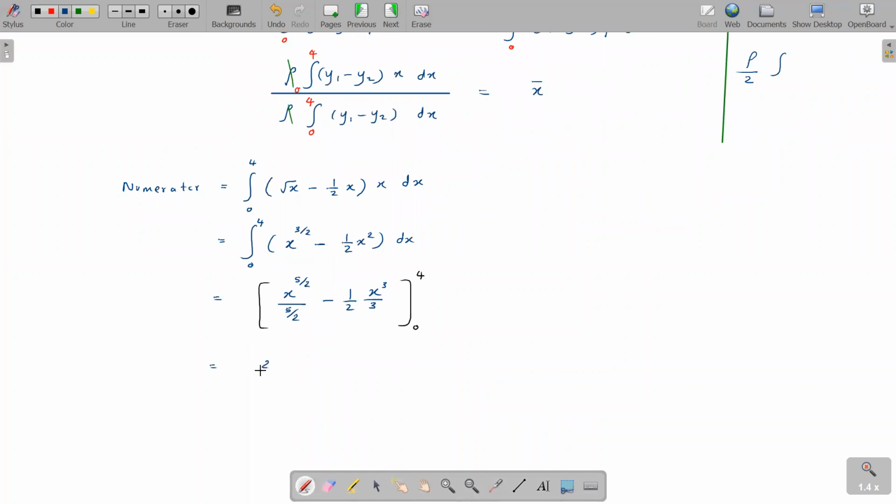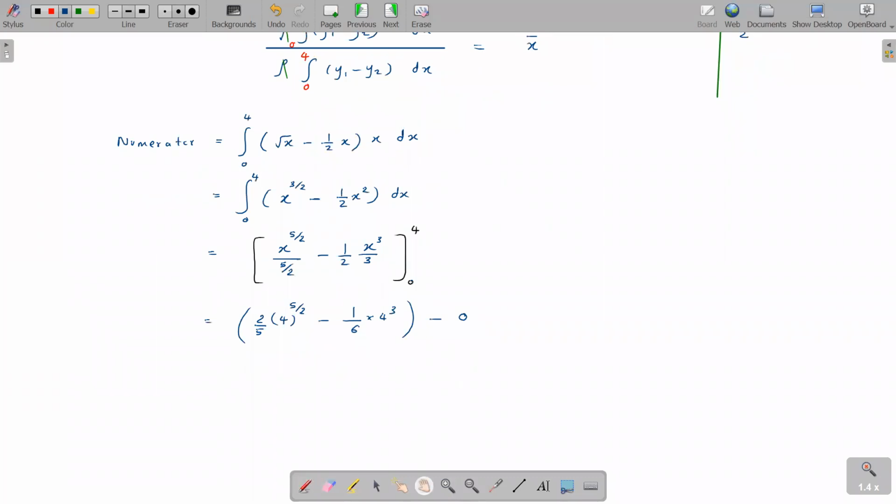So this is 2 over 5 x to the power 5 over 2. Substitute, so x becomes 4, right? 2 over 5 into 4 to the power 5 over 2, minus half into 1 over 3. I'll directly write 1 over 6 into 4 cubed. Can you guys see? The other term, when you replace x with 0, everything is 0. So we get the answer here. What's the answer?